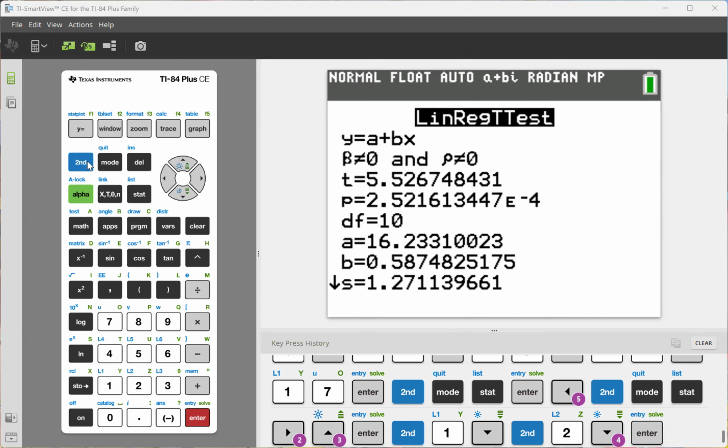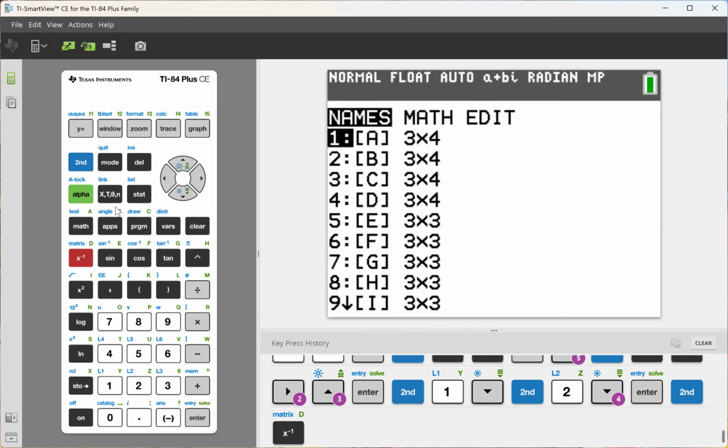And I'm going to go to my matrix menu. To get to my matrix menu, I do second inverse. You can see in blue right above that inverse key is matrix. And I have a whole slew of matrices in my calculator because I was using my calculator for college algebra. So I need to get rid of those. I'm going to start fresh.